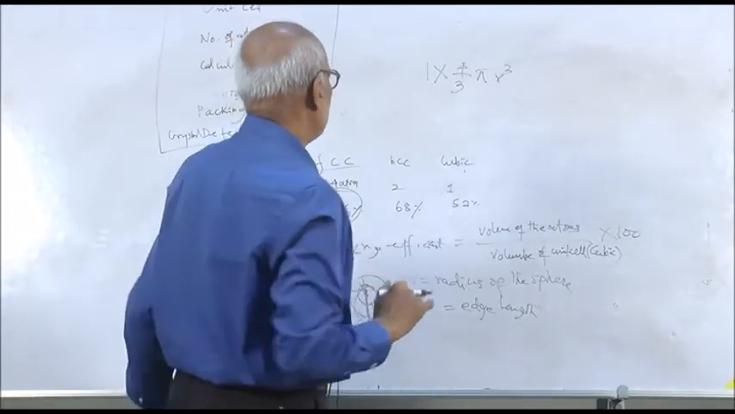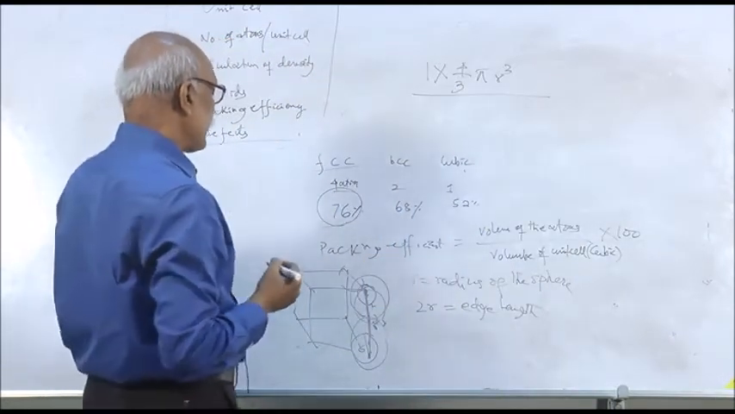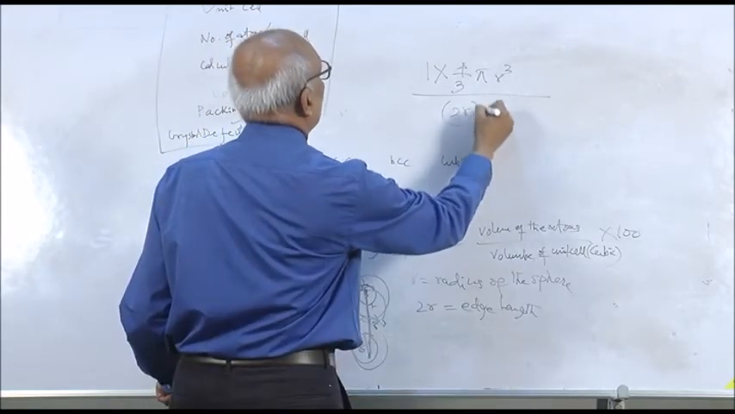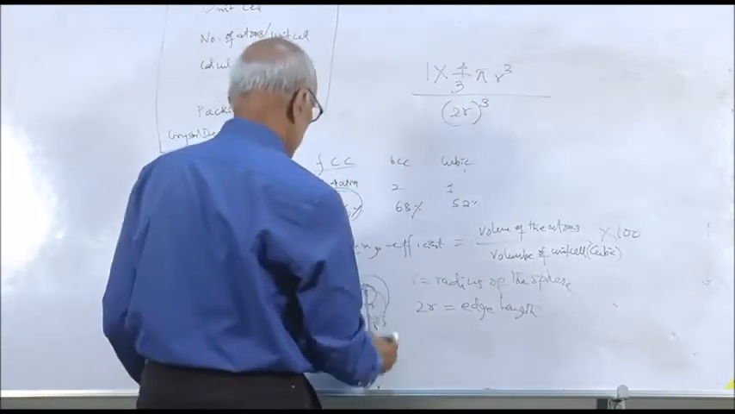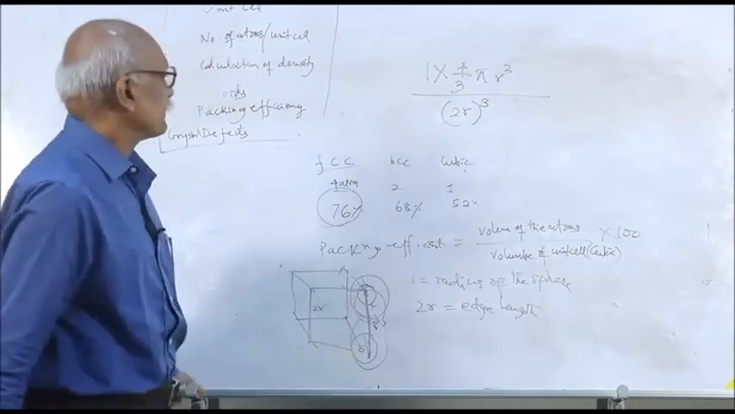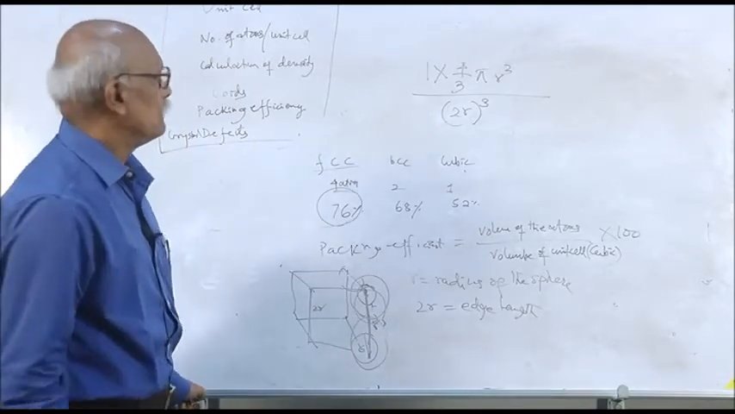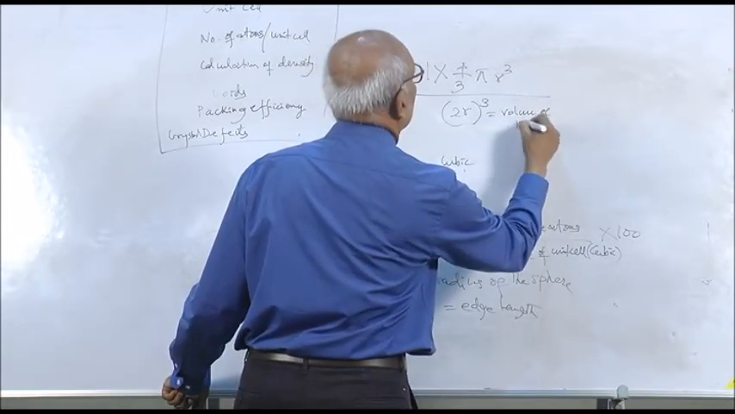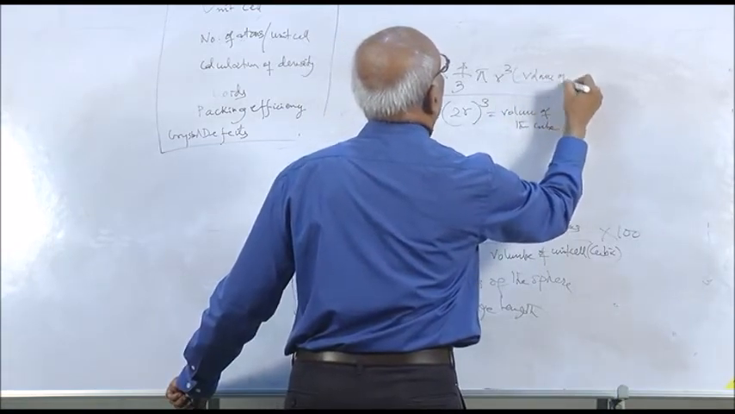Divided by the total volume of the cube. The volume of the cube is a cube. A is how much? 2r. That means (2r) whole cube. So the side A is equal to 2r, and the side cubed will be the volume of the cube. So this is the volume of the cube, and this is the volume of the atom occupied.